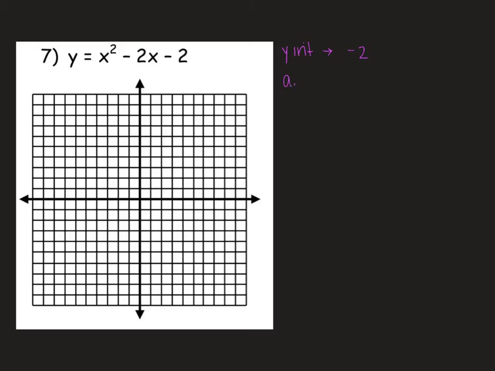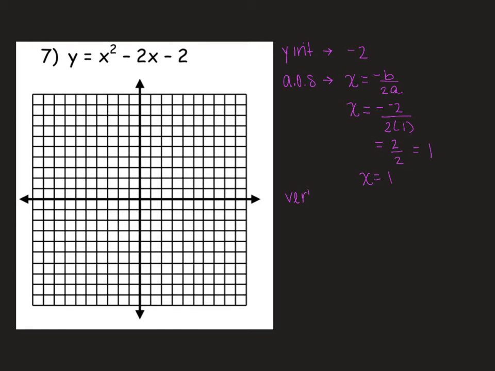Let's find our axis of symmetry. We can use our little equation, x equals negative b over 2a. When we plug this in, it's going to be negative negative 2 over 2 times 1. So that ends up being a positive 2 over 2, which is 1. So our axis of symmetry is the line x equals 1.